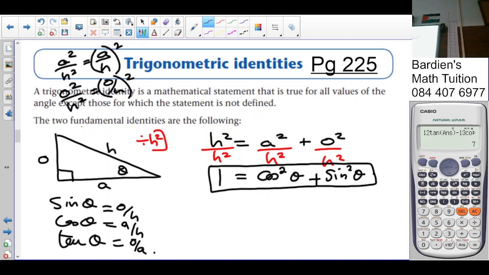So what's sine squared 20 plus cos squared 20? 1. What's sine squared 100 plus cos squared 100? 1. Can you see that, people? Sine squared 2a plus cos squared 2a? 1. Sine squared 50 plus cos squared 40? Not 1. Why? Because the angles are not the same. The angles must be the same. Do you understand, people? So put that in a box.